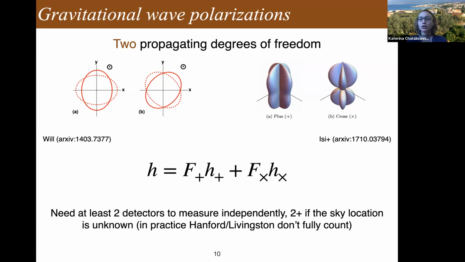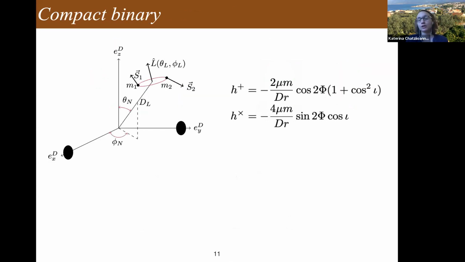But if you want to measure these independently and understand what the polarization of the signal is, you have 2 degrees of freedom to measure, which means you need at least 2 detectors. You can't measure polarizations with 1 detector. You can barely do it with 2 with Hanford and Livingston, because Hanford and Livingston are pretty much co-aligned with each other. They are off by about 10 degrees. So they sort of see the same polarization. They don't see independent polarizations. So you need as many detectors as possible to see those polarizations.